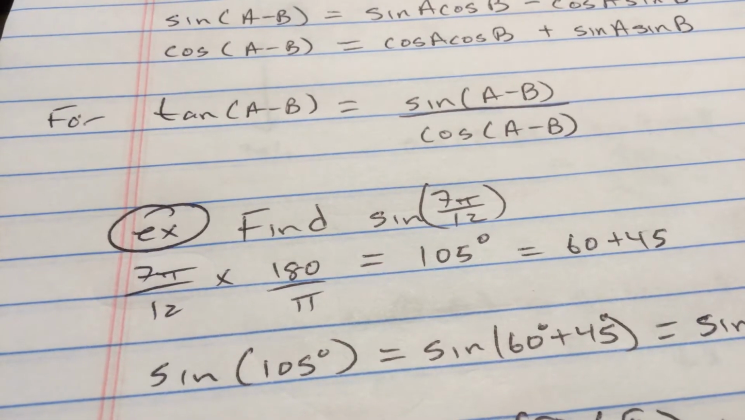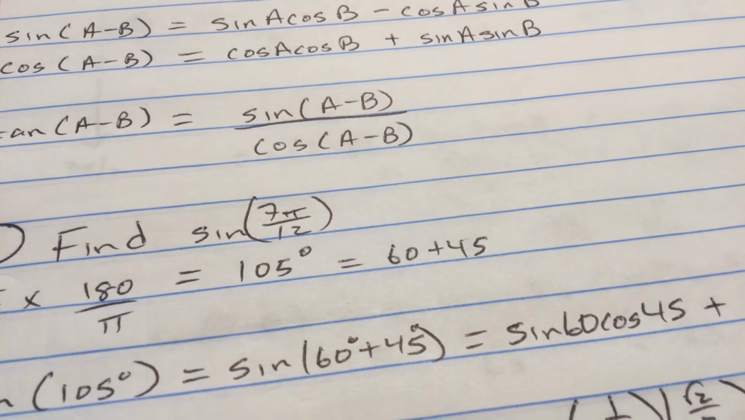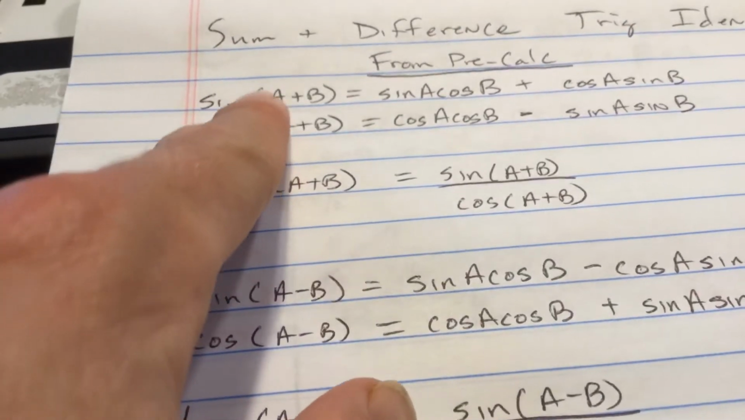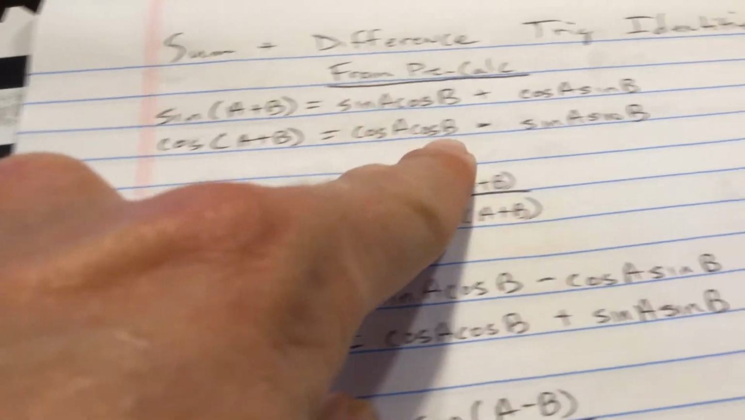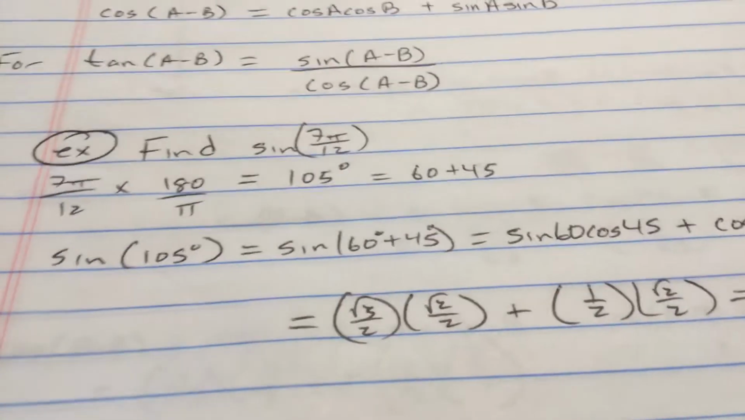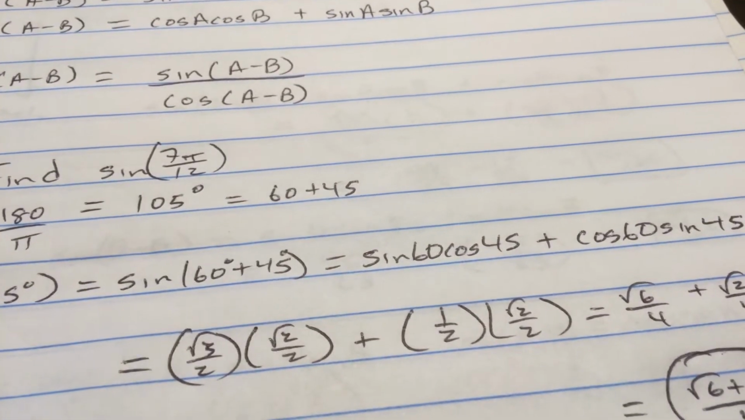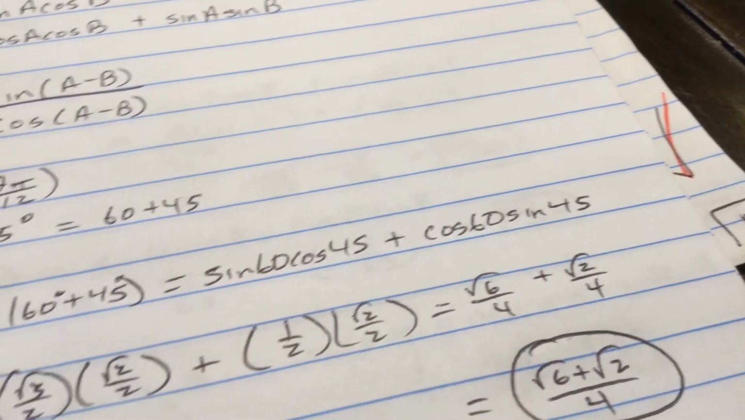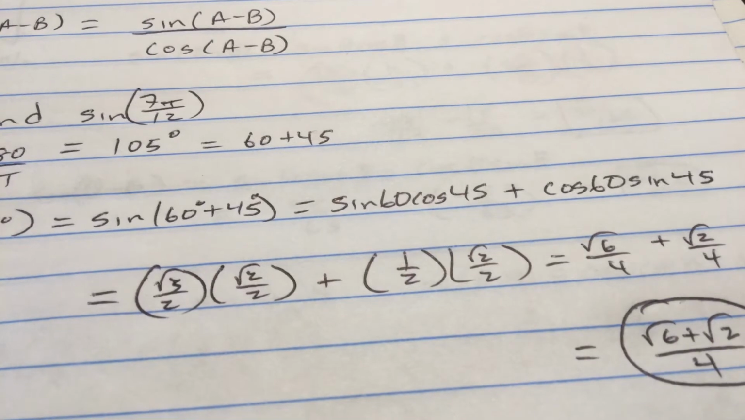You're going to multiply by 180 over pi, you get 105 degrees. 7 pi over 12 radians is 105 degrees. Now, 105 is 60 plus 45. So another way of saying sine of 105 is saying sine of 60 plus 45. So I'm using this first formula up there. So it's going to be sine of 60 cosine 45 plus cosine of 60 sine of 45. And those all have lovely values.